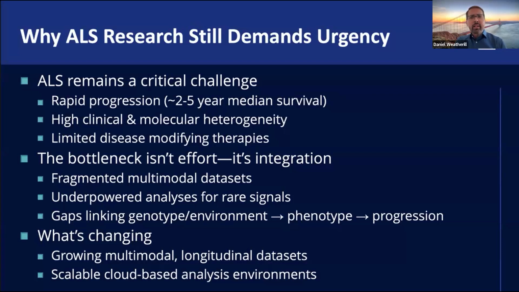Instead, the challenge has shifted. We now have growing amounts of data, clinical, genomic, proteomic, often longitudinal, but it's still largely fragmented, hard to integrate and difficult to analyze at scale. That makes it hard to connect genotype to phenotype or really understand disease progression in a comprehensive way.